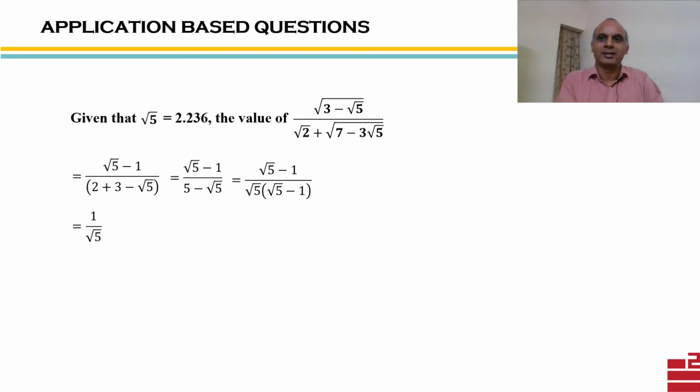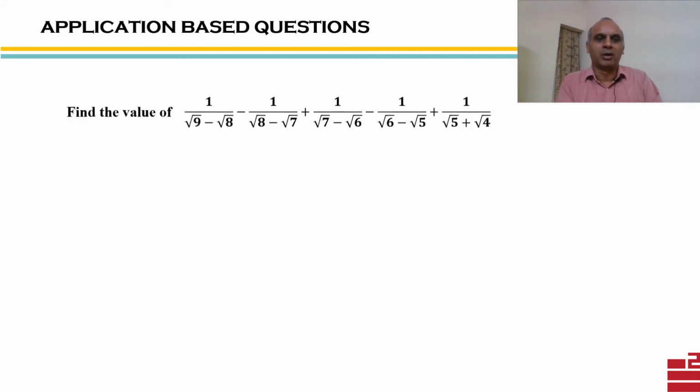Now you should rationalize this. So you will get root 5 by 5. And now put the value of root 5 as 2.236 and get the answer as 0.4472. When we had got 1 by root 5, why did we not put the value of root 5 there? Because if you had put it there, you would have got 1 upon 2.236, which is not easy to calculate subsequently. And that is the reason we should know how to rationalize the denominator to get simpler calculations.